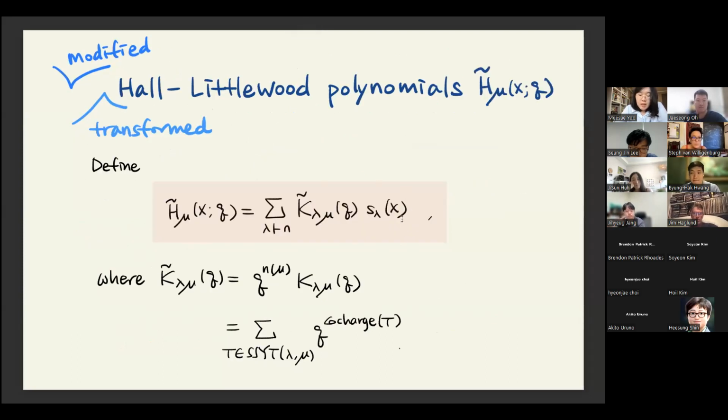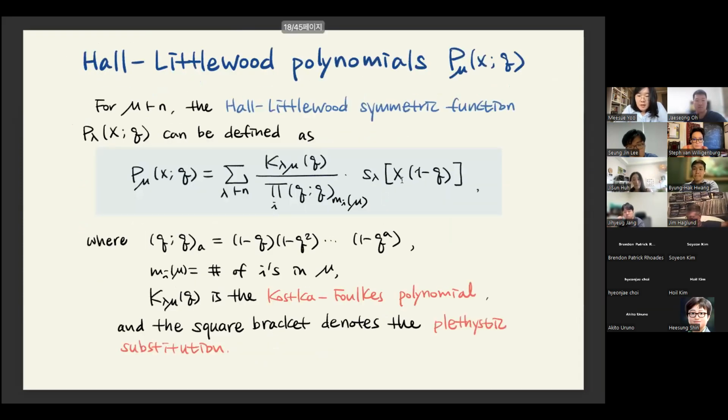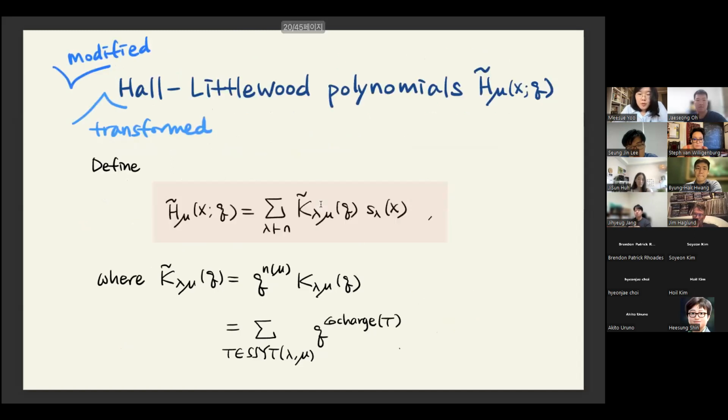And we get some reminiscence of this Carlitz-Shareshian-Wachs relation here, because we are getting rid of the x1 minus q plethystic substitution here. So they are going to be related by this relation. Now I'm ready to explain what I'm going to say.